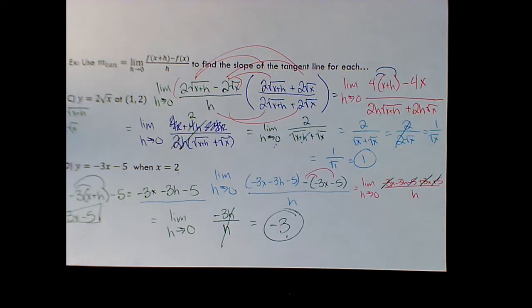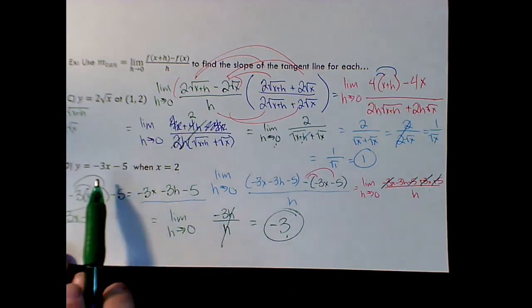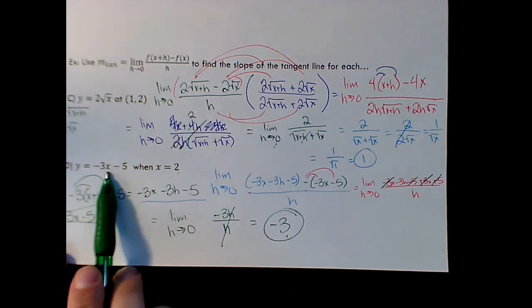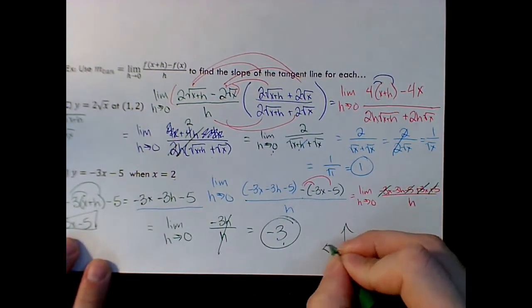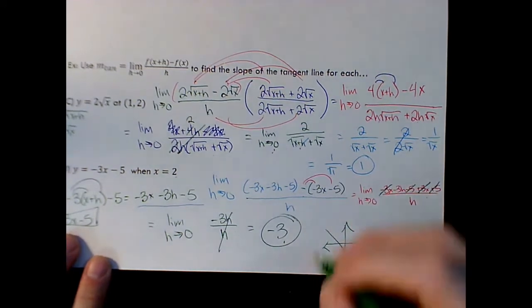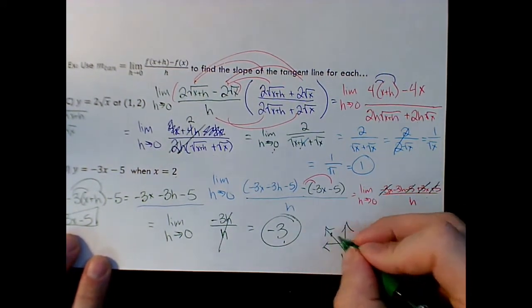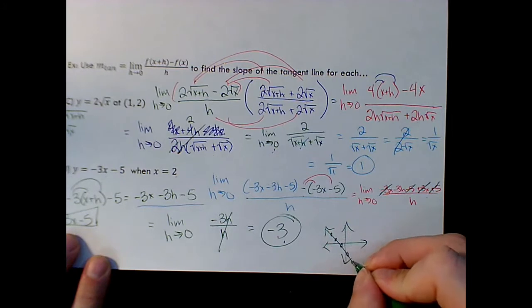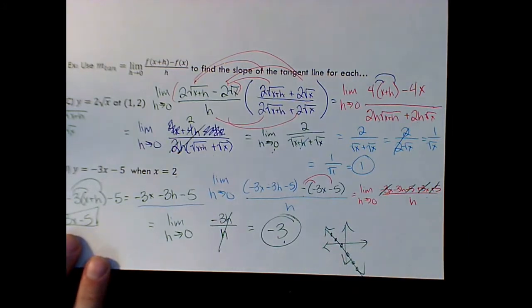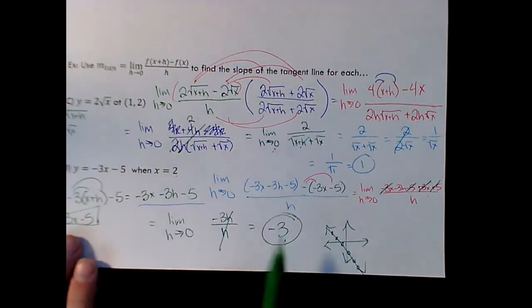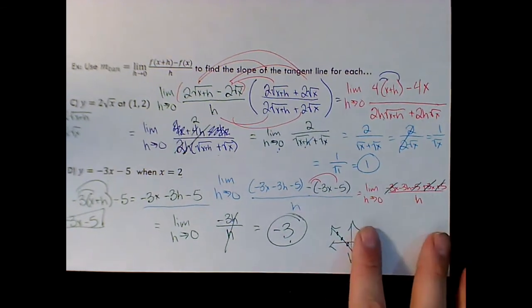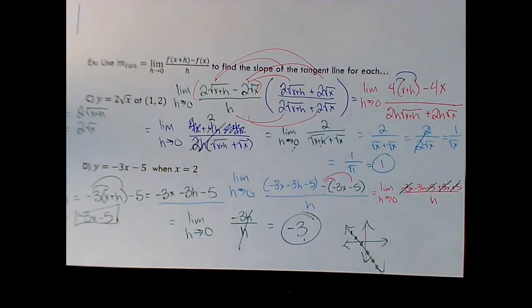So no matter what, and that makes sense. If I were to ask you to find the slope of a tangent line of a linear equation, this equation when graphed is going to look something like that. So no matter where I put a dot, the slope of the tangent line of a linear straight line is always going to be negative 3. The slope of that guy is negative 3 anyway. You see, it all makes sense. Dollars and cents.